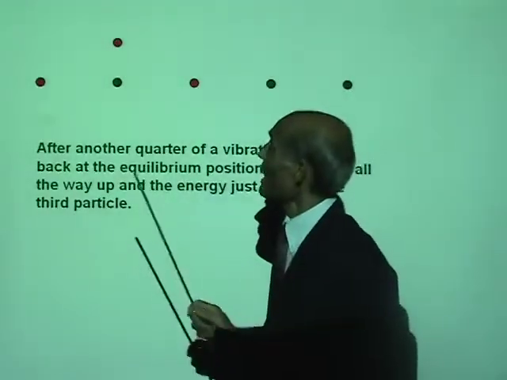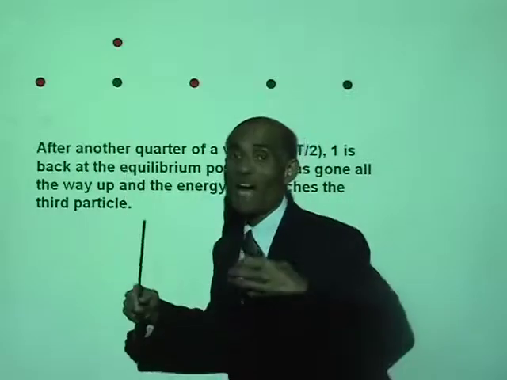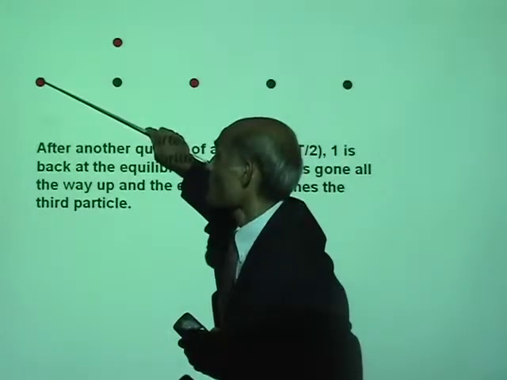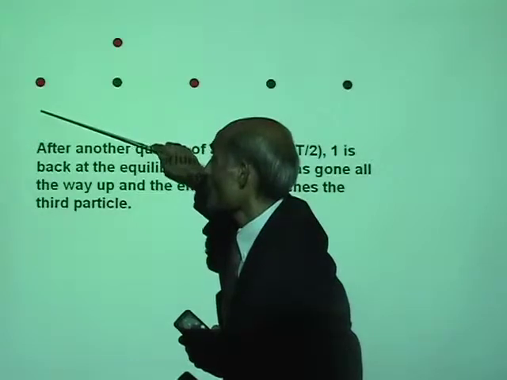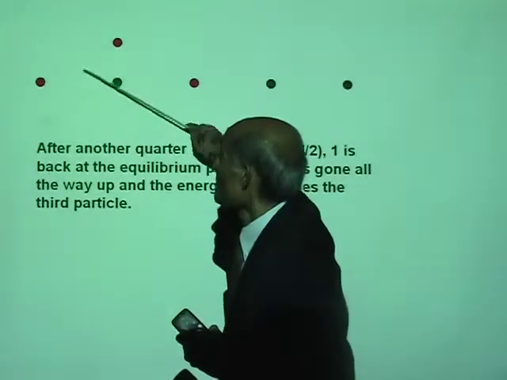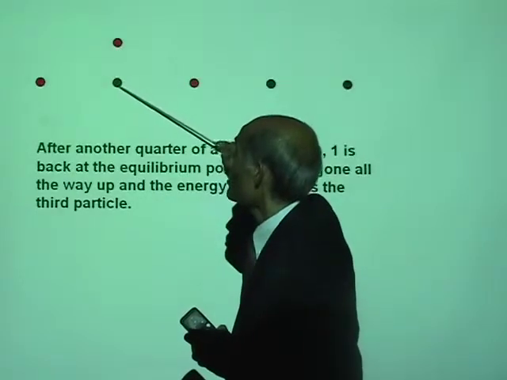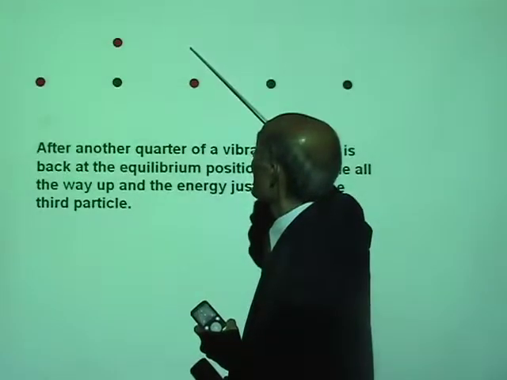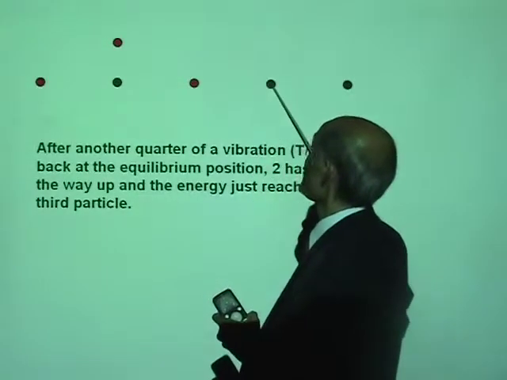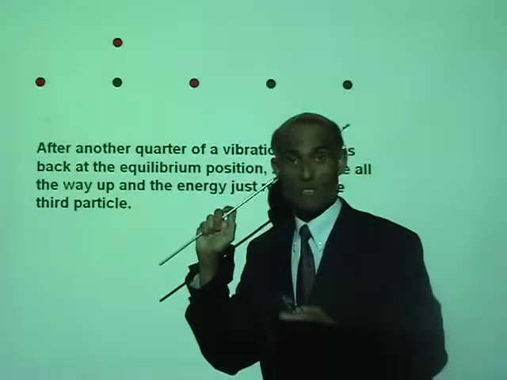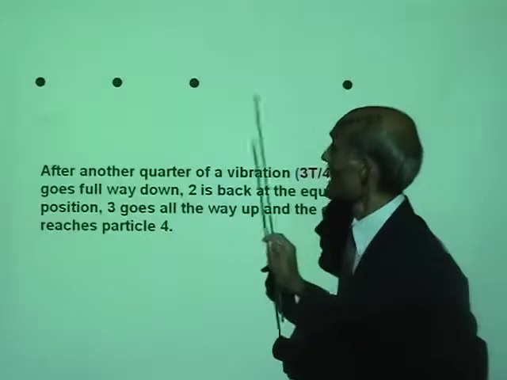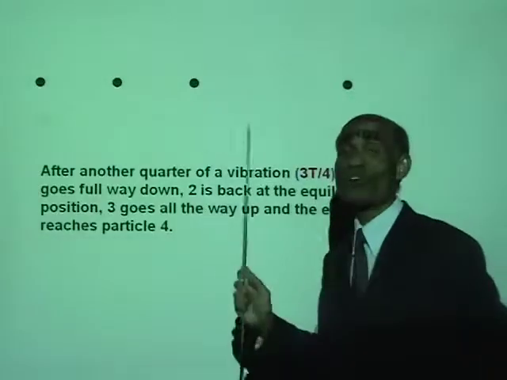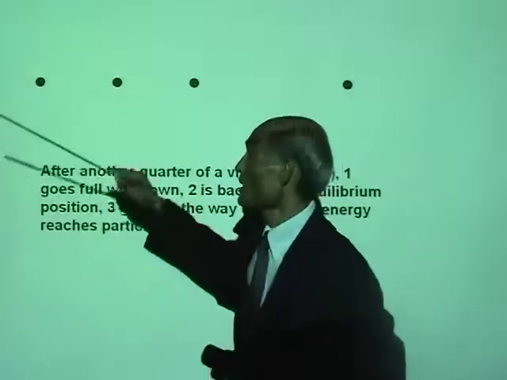Now can you tell me, what will be the positions of these particles after another quarter of a period? After another quarter of a period, the first particle will now go down to the lower extreme. The second particle will come back to the normal position. The third particle will go up to the extreme, and the energy will just reach the fourth particle. Is that right? Alright, let's write that. After another quarter, that is, after 3 quarters of a period. After 3 quarters, watch it again.